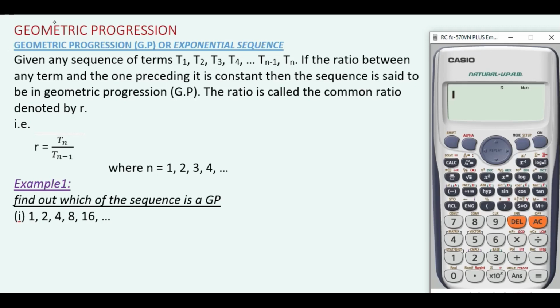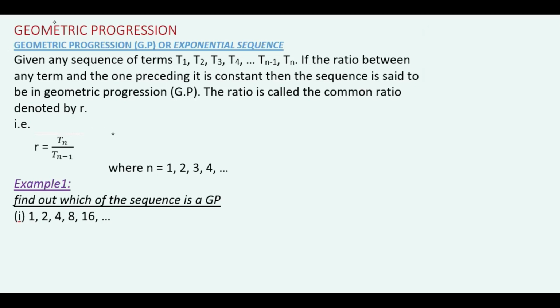Meaning that your R can be the second term divided by the first term. It can also be the third term divided by the second term, and so on and so forth. That is how to get your common ratio. Now, when n is equal to 1, 2, 3, 4, and so on.